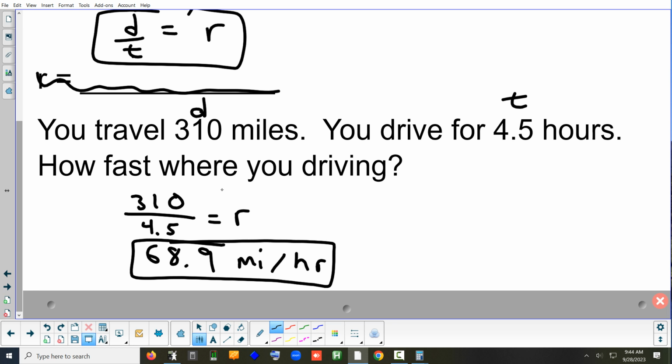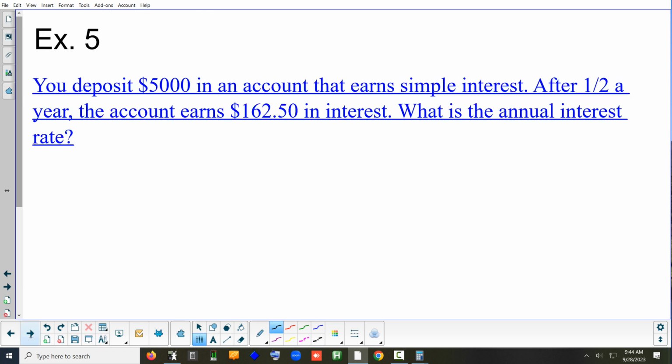All right, let's look at the last question. It says you're depositing $5,000 in an account that pays simple interest. Okay, so now we know what formula we're using. So look back at your notes. I equals PRT. Yep, I equals PRT.